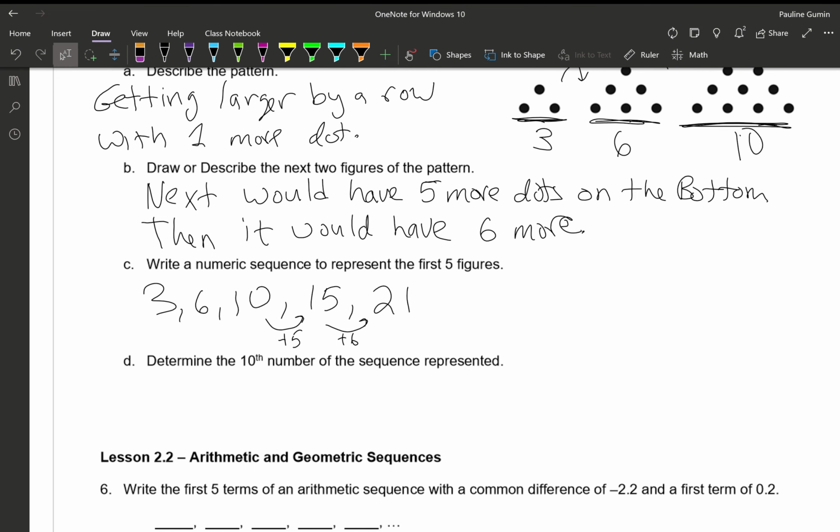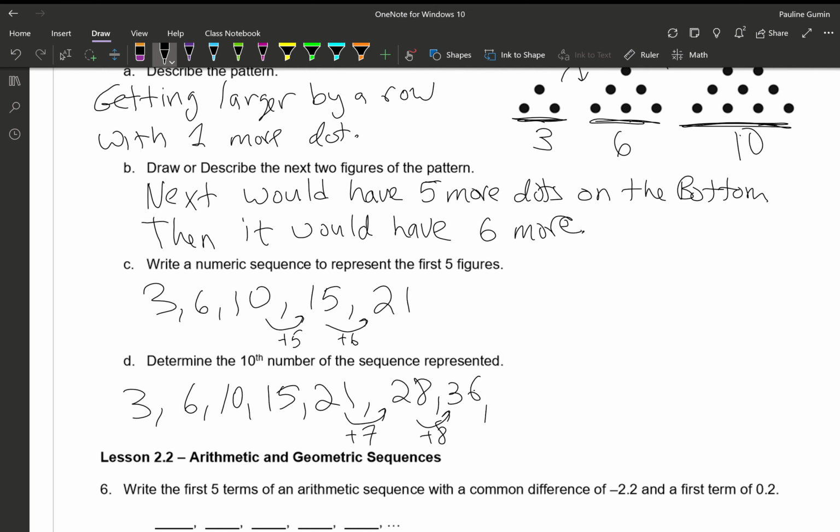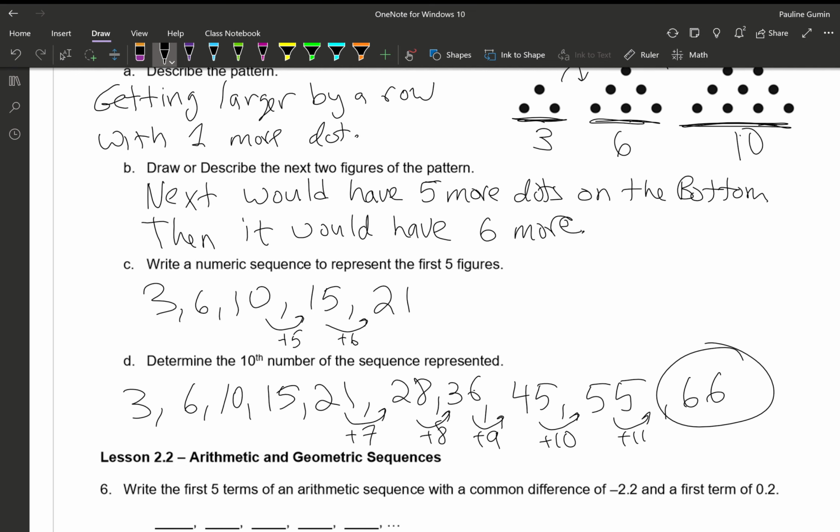Letter D asks us for the 10th number of the sequence. All right, so we got the first 5. Let's keep going till we have 10 numbers. So now I'm going to add 7. Then I'll add 8. Then I'll add 9. Then I'll add 10. That's 1, 2, 3, 55. So that's 9 terms. One more, 66. So 66 is the 10th number of my sequence.